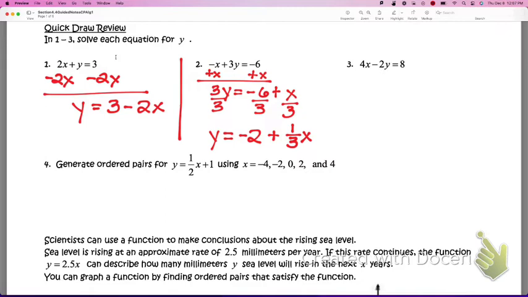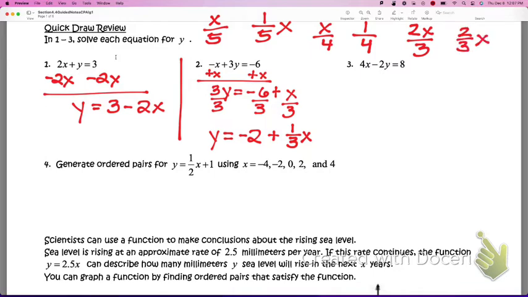Because remember, I forget when it was, we had something like x over 5, and we said that's the same as 1/5 x, right? So x over 4 would be the same as 1/4 x. What would 2x over 3 be the same as? 2/3 x. Does everybody see that? What would be 7x over 8? It would be 7/8 x. Okay, so simplify, simplify, simplify, simplify.